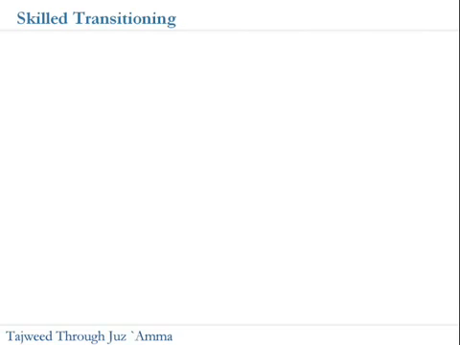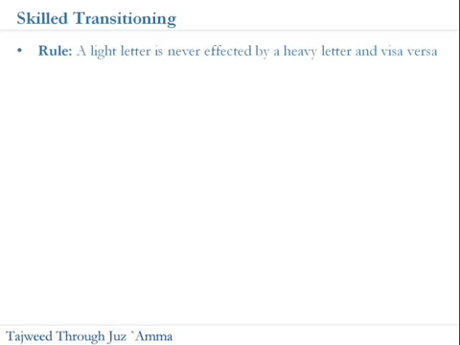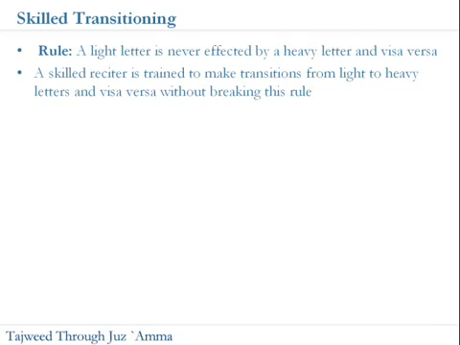Now we're going to talk about something called skilled transitioning. So we've got a rule here. A light letter is never affected by a heavy letter and vice versa. A skilled reciter is trained to make transition from light to heavy letters and vice versa without breaking this rule. So what we're saying here, let's take some examples.